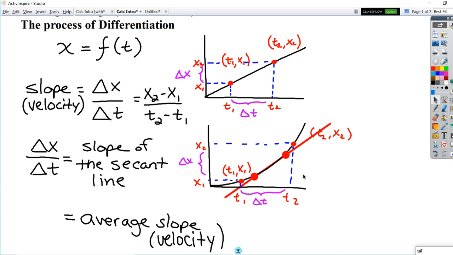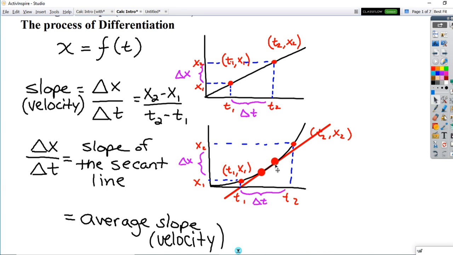Now, what I've done is I made the interval delta t smaller. It is no longer the interval between t1 and t2. It's an interval that's smaller. And so the average is still the same because it's still producing the slope of the same secant line, but the interval of time is smaller.